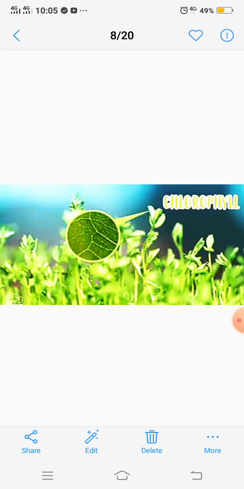This is very important because photosynthesis needs five conditions. The first condition is suitable temperature. The second condition is the requirement of carbon dioxide. The third one is water. The fourth one is the presence of sunlight, and the fifth is chlorophyll. If there is no chlorophyll in the leaves of the plant, then there will be no photosynthesis.